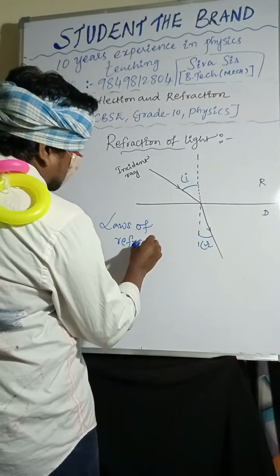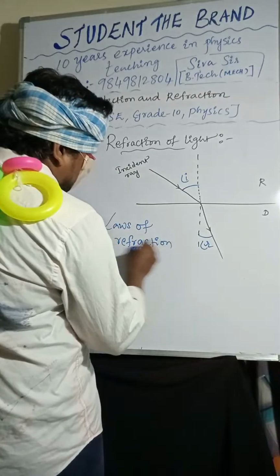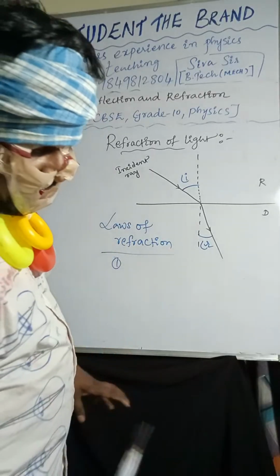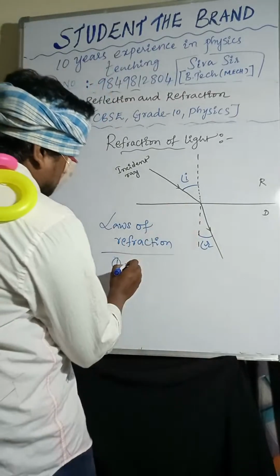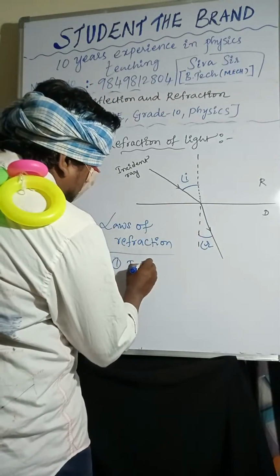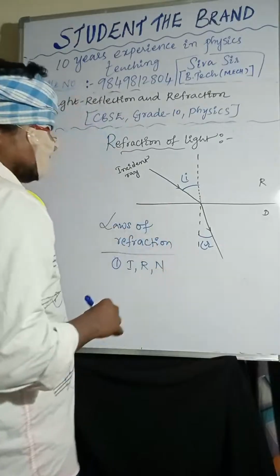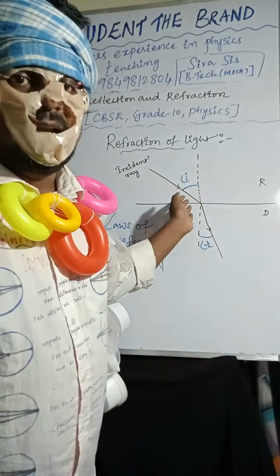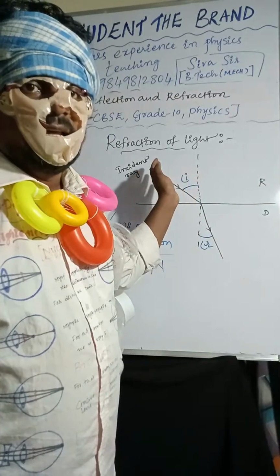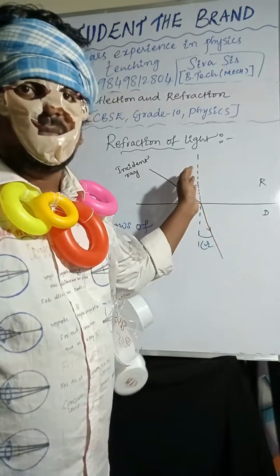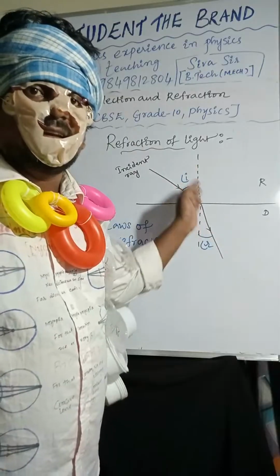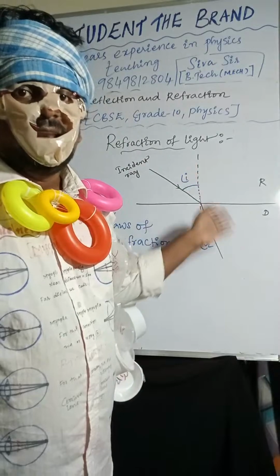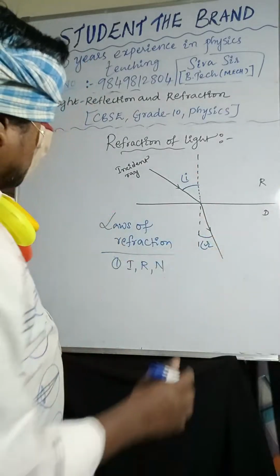Coming to the laws of refraction. There are two laws of refraction. The first one: the incident ray, the refracted ray and the normal line lie in the same plane. Okay, so the second one.